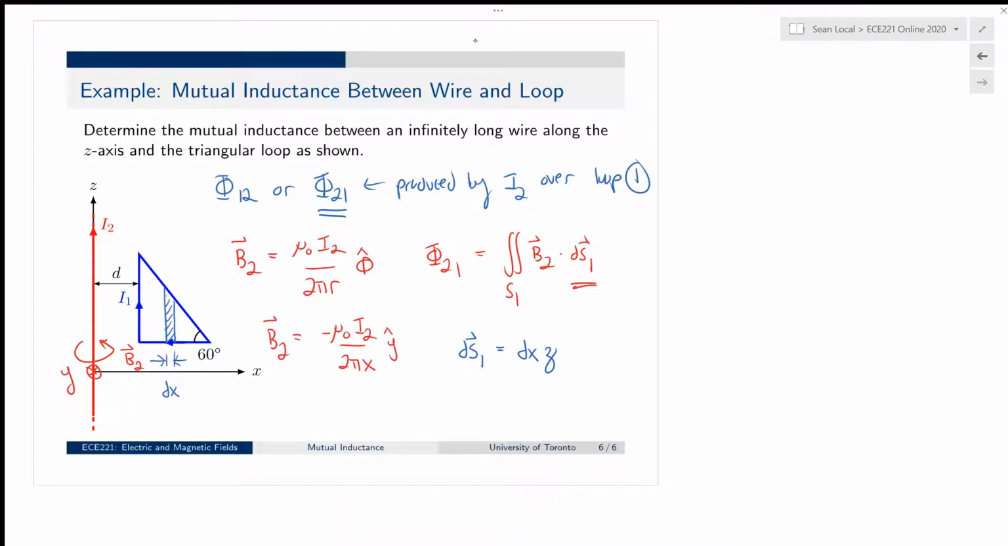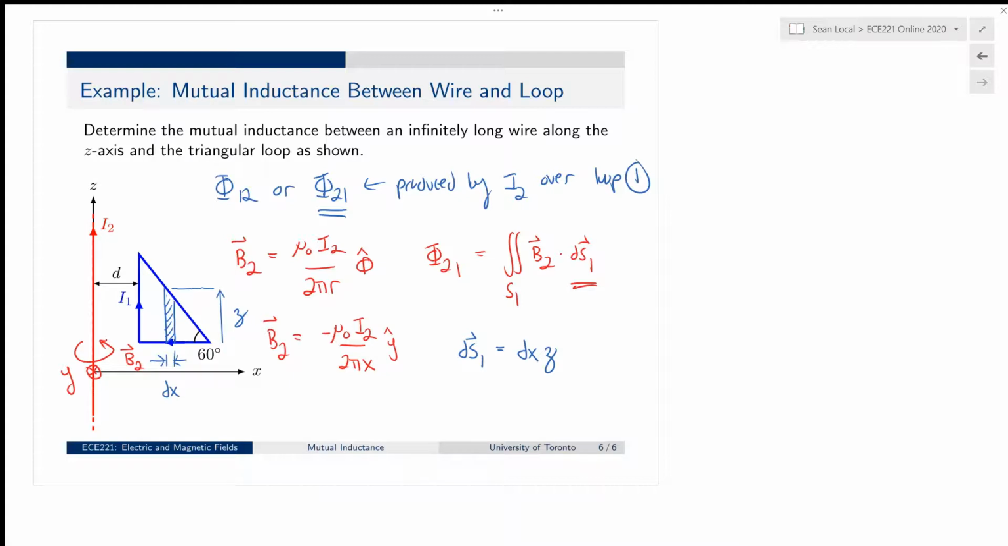So for that particular strip that we wrote over here, z is going to be something like this. It's going to line up with the top of the strip. This is z, right? So we have the width of the strip, we have the height of the strip, and so the product of dx and z should be the area of that strip.